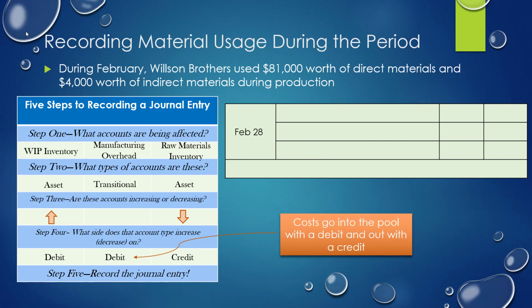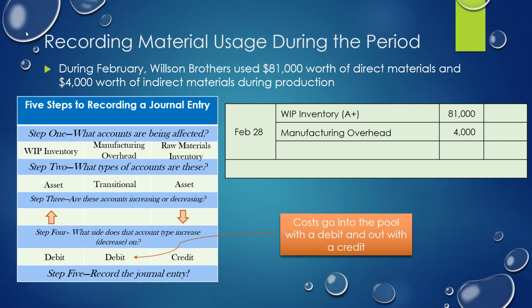So here, at the end of February, our journal entry to account for all of the materials taken out of storage and put into use on jobs, be they direct materials or indirect materials, is going to start with a debit to WIP inventory for the amount of direct materials that we use during production, the stuff we could trace directly to jobs, and that was $81,000. We're going to have a second debit to manufacturing overhead to pull up the cost of all those indirect materials we're using across all our jobs that we're not directly tracing, and that would be $4,000.